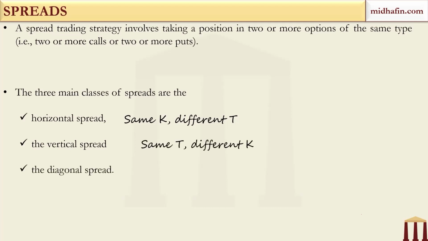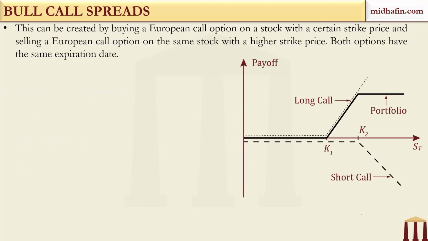Then finally we have diagonal. Diagonal means different strike prices as well as different maturities. So let's say you have two call options, call A and call B. One has a time to maturity of 2 months and a strike price of 50. Another has a time to maturity of 3 months and a strike price of 55. It's a diagonal spread. Here you have created a diagonal spread because for both the options, both strike prices and time to maturity are different. So different T, different K.